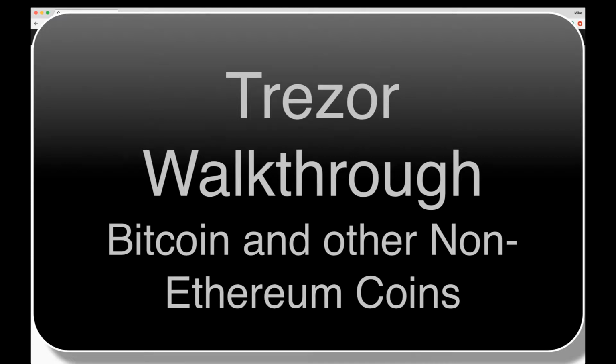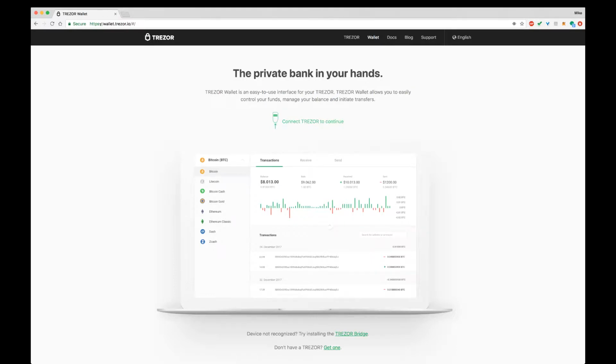Today we're going to do a quick tour of the Trezor hardware wallet. The hardware wallet is a small USB device. You can check that out at trezor.io. And then the client software is actually run through a browser. You can find that at wallet.trezor.io.